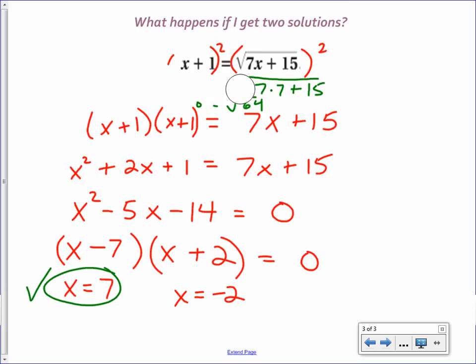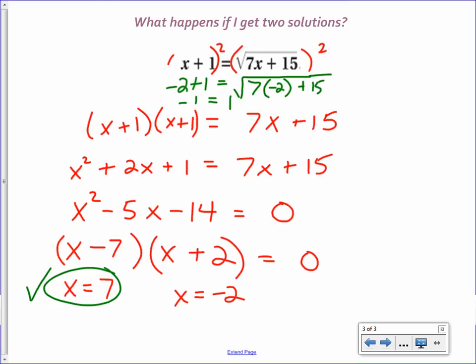Now let's try the negative 2 and see if the negative 2 works, okay? We'll be putting negative 2 in for x. So this side of the equation will say negative 2 plus 1. This side of the equation will say the square root of 7 times negative 2 plus 15. 7 times negative 2 is negative 14, and negative 14 plus 15 is 1. So on the left side of this equation, we have negative 2 plus 1, which would be a negative 1. On the right side of this equation, we have the square root of 1. The square root of 1 is 1.